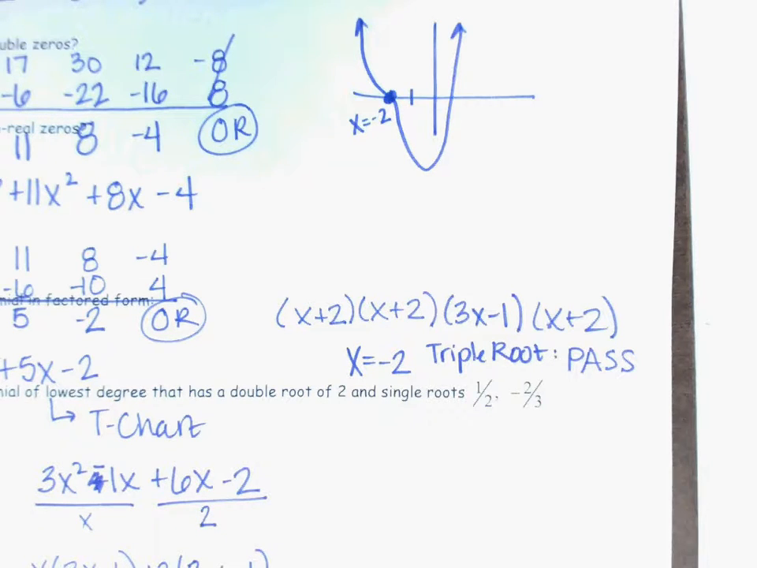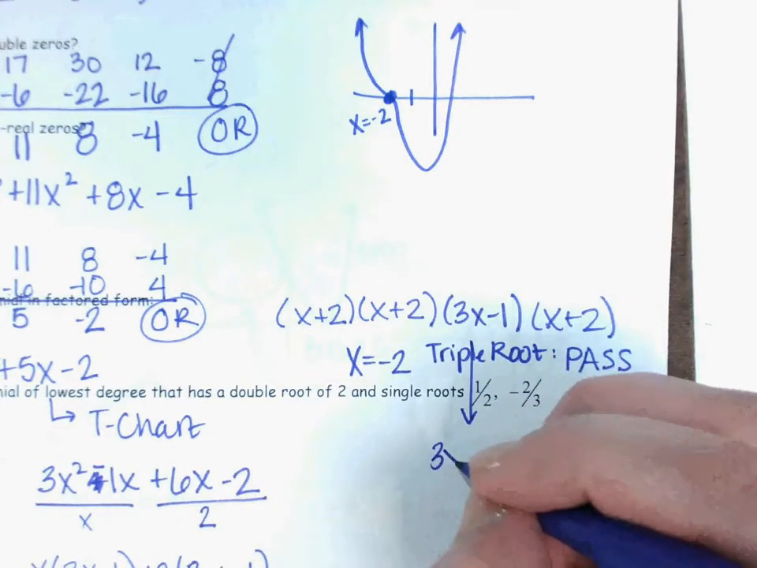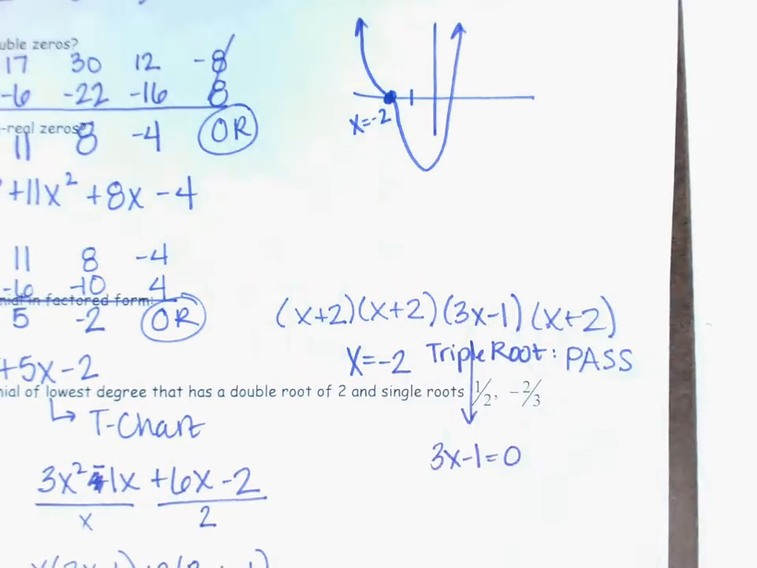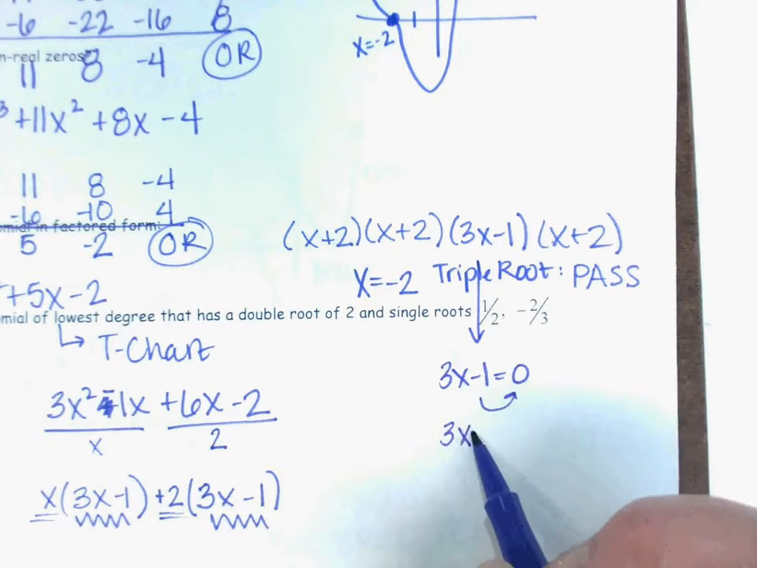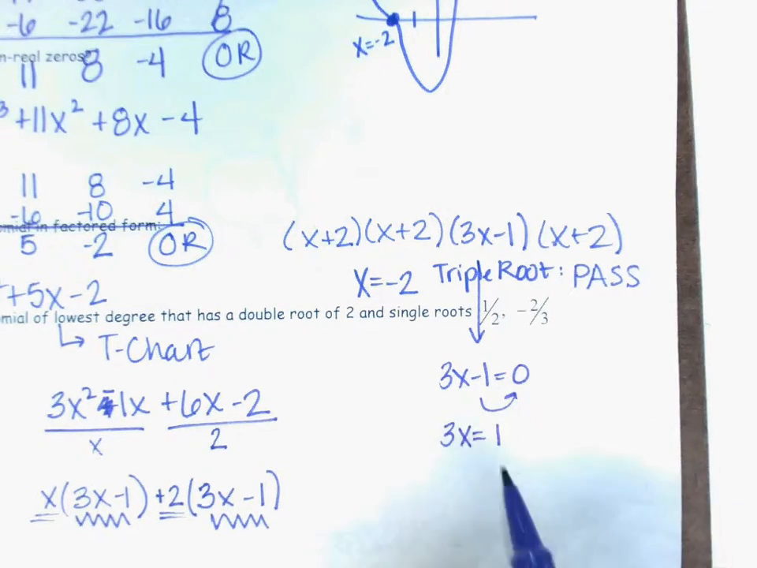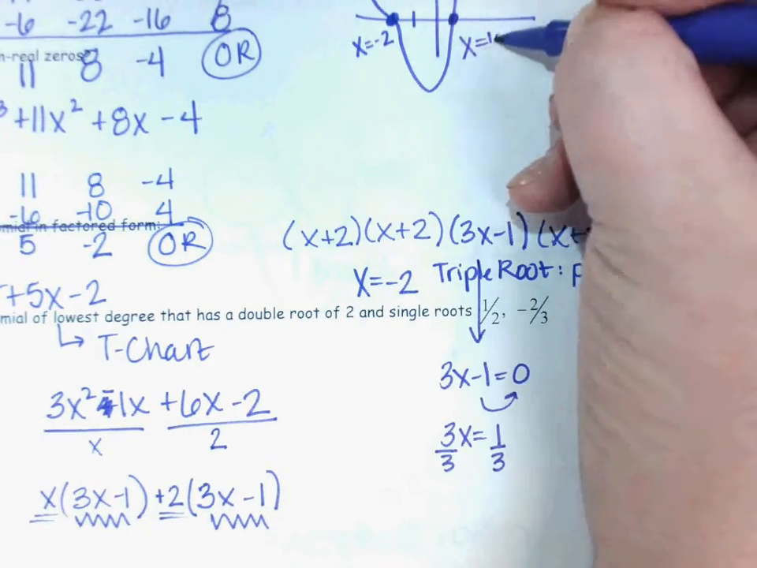Okay, now, if negative 2 is the answer for all 3 of these, what's my last answer here going to be? Do you remember how to find it? Set it equal to 0. So if it's a minus 1, I'm going to plus it across. And then divide by 3. So my last factor, I'm going to come up here on my graph. This last x is a third.